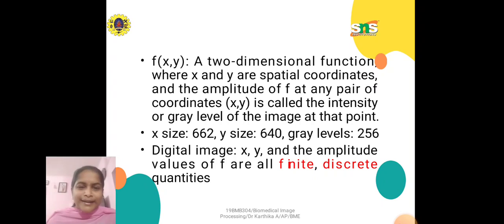What do you mean by the dimensions of a pixel? Here we represent the pixels in terms of x, y, a two-dimensional function f(x, y), where x and y are spatial coordinates and the amplitude of f at any pair of coordinates x, y is called the intensity or gray level of the image at that particular point. In this example image, the x size is 662, the y size is 640 and the gray levels are 256. In a digital image, x, y and the amplitude values of f are all finite discrete quantities because it is a digital image.